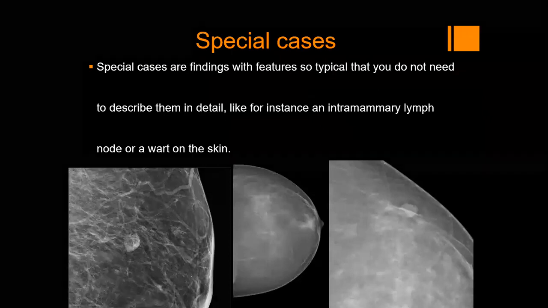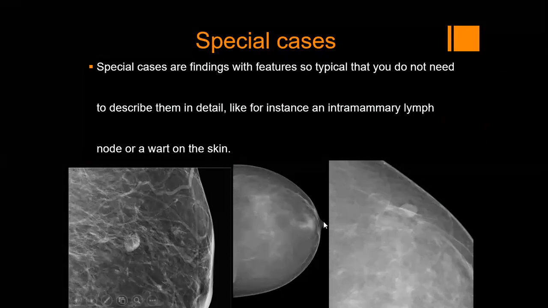And we described before the special cases: intramammary lymph node, the single or solitary duct, and skin lesions. For these, we do not need to describe the lesion, just mention intramammary lymph node, single duct, or skin lesion by their locations. Most of the time they represent BI-RADS 2, but it can be as high as BI-RADS 4 or even 5. We described before when they are not typical and are associated with suspicious features. So we have to be cautious when evaluating these special cases.